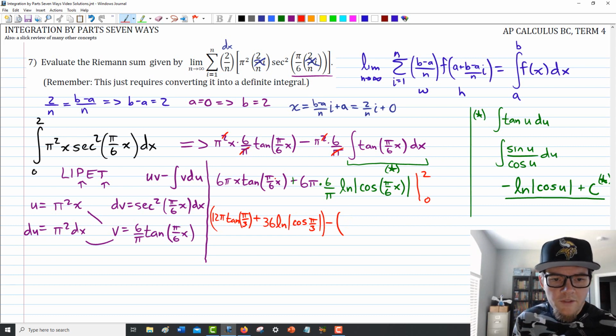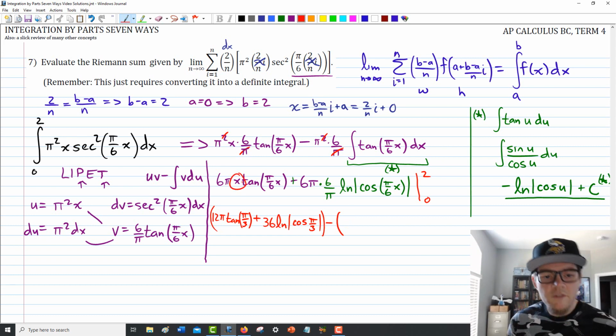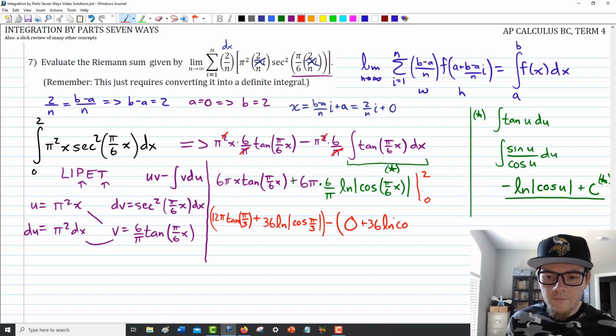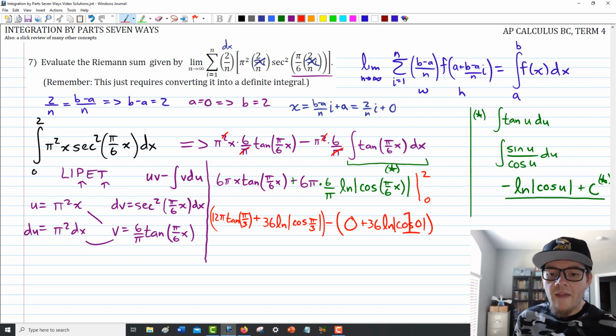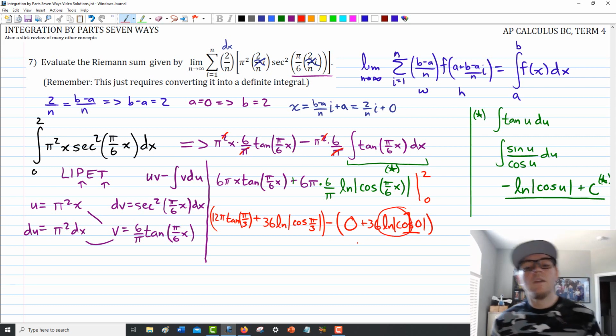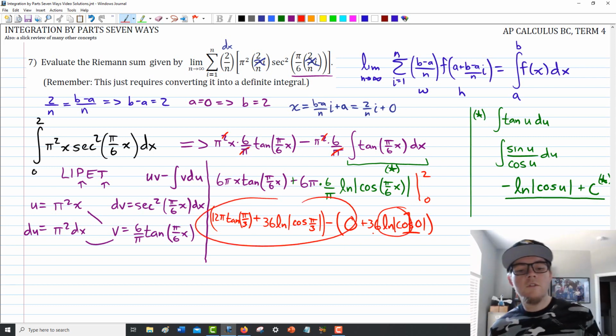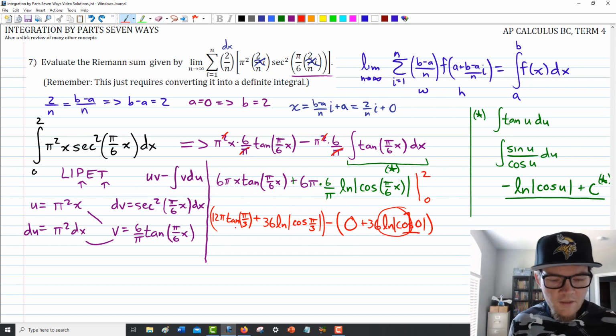On the second part, we're going to plug in 0, and oh, that's so great. Look, there's a 0 to plug in there. It's just going to be 0 for the first term. Then it will be 36 times the natural log of the cosine of 0. And the interesting thing is the cosine of 0 is 1, and that is 36 times the ln of 1, which is also 0. So really, it just boils down to the first two terms. So we've just got this left.